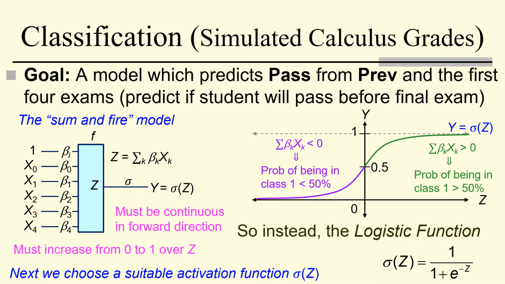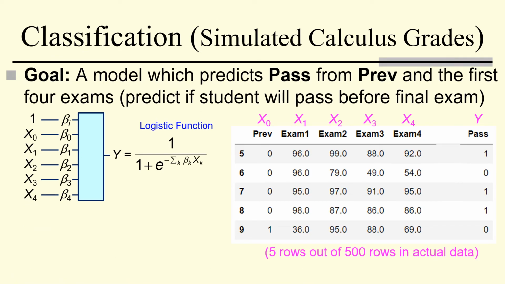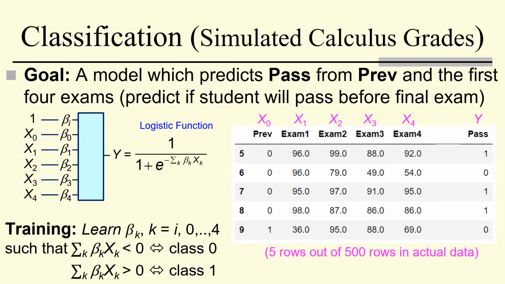If the sum is greater than 0, the probability of being in class 1 is greater than 50%. In other words, we have a function that transforms to a linearly separable model. So here is my model, the logistic function. Training means I learn the beta sub k's such that the linear combination is less than 0 for class 0 and greater than 0 for class 1.